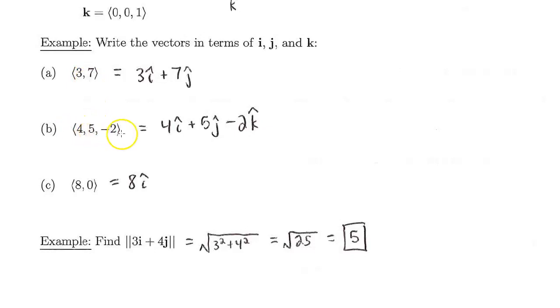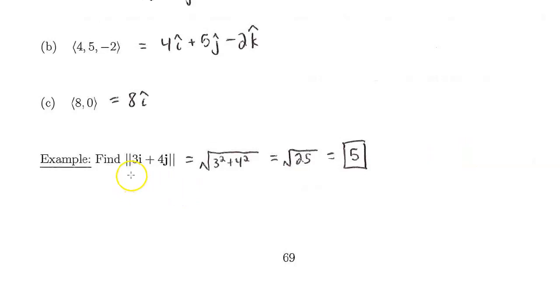Okay. And 4, 5, negative 2 would be 4i plus 5j. You could put plus a minus 2k, or you could just put minus 2k. Now 8, 0 is really 8i plus 0j. Well, if we have a 0j, we don't even really need to write it. Okay, this is really just 8i.